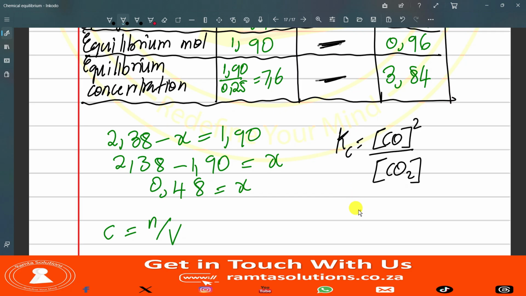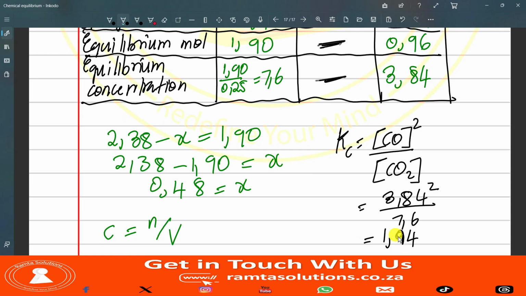All right. So what is this? Carbon monoxide concentration at equilibrium is 3.84. Remember the square. And then what was the concentration of carbon dioxide at equilibrium? It was 7.6. Now, let's see what our value of Kc is. 3.84 squared over 7.6. What do we get? We get 1.94. So our equilibrium constant is 1.94.